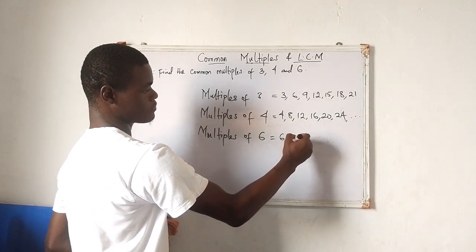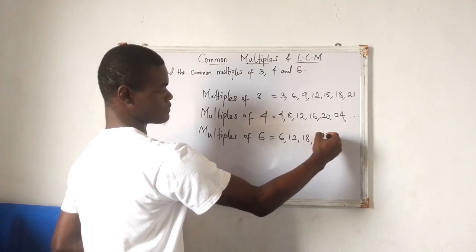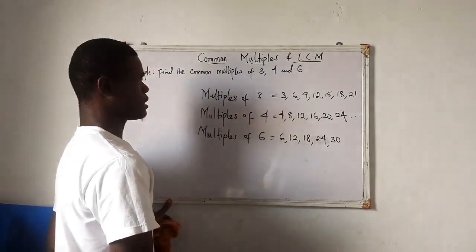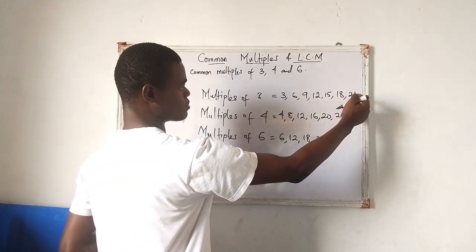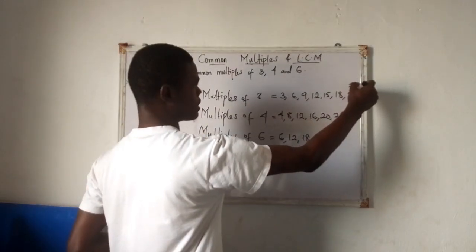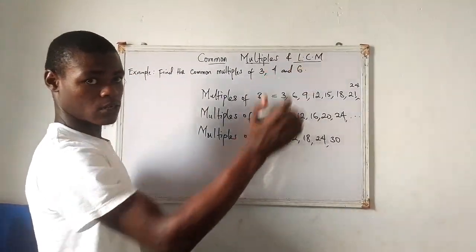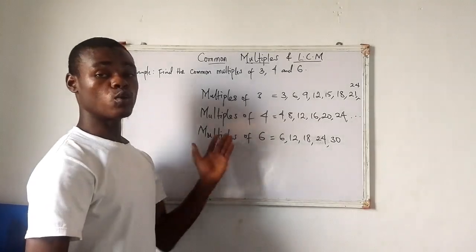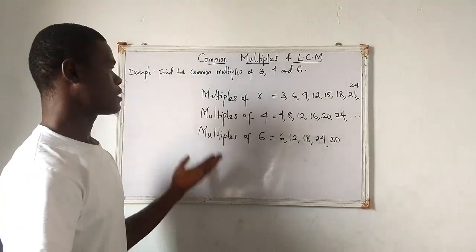Now, multiples of 6: 6 times 1 is 6, 6 times 2 is 12, 6 times 3 is 18, 6 times 4 is 24, 6 times 5 is 30, and so on. Back to the multiples of 3: 3 times 5 is 15, 3 times 6 is 18, 3 times 7 is 21, and the next number is 24, since 3 times 8 is 24. Now, these are all multiples. They are continuous; you can keep multiplying on and on. But we don't need to know all the multiples. We just need to find at least 3 or 4.